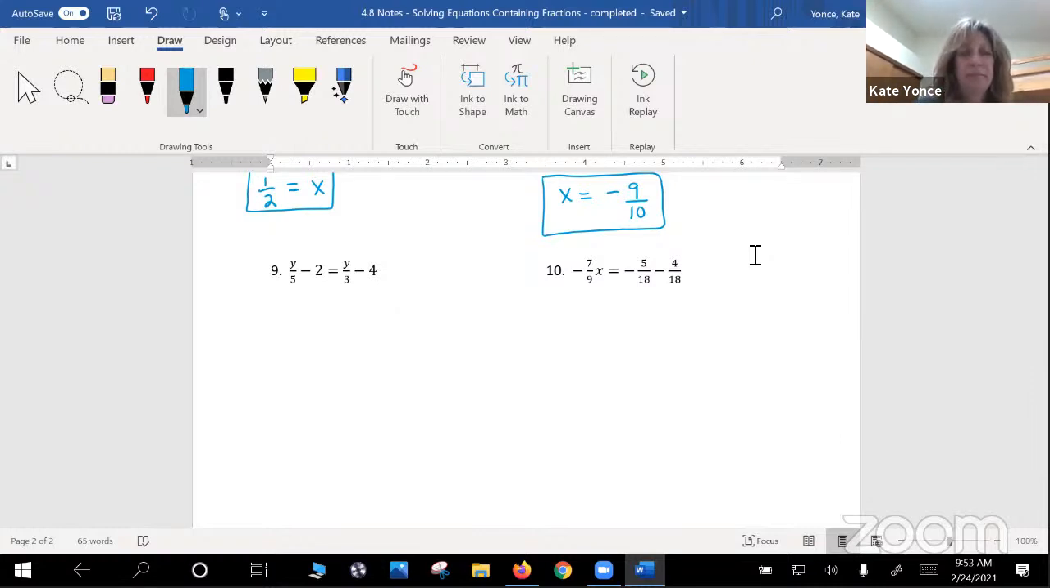So what's this? 3/1 times y over 1 minus 2 equals 5/1 times y over 1 minus 4. Right. Oh, crap. I think I may have messed up.